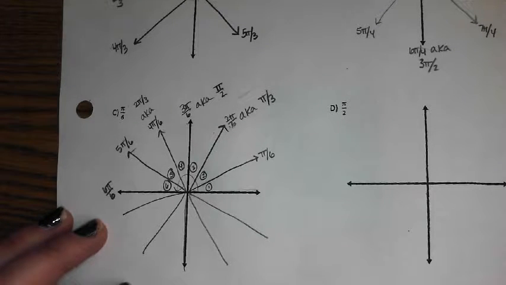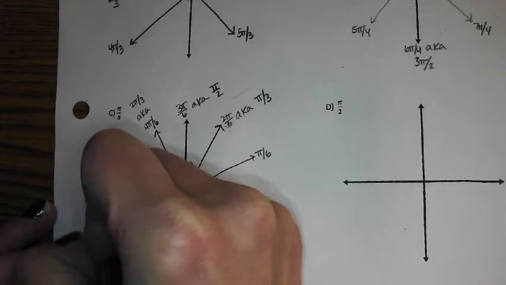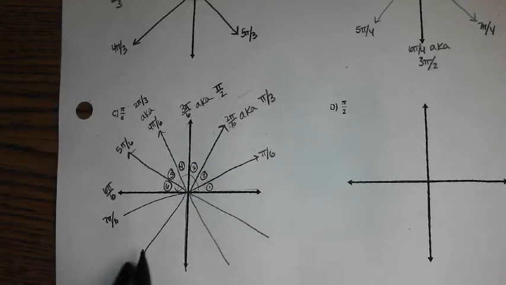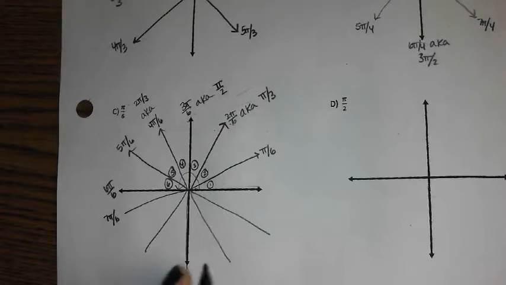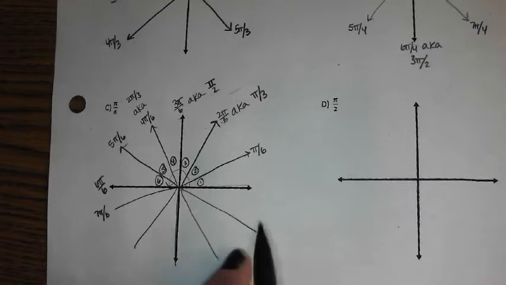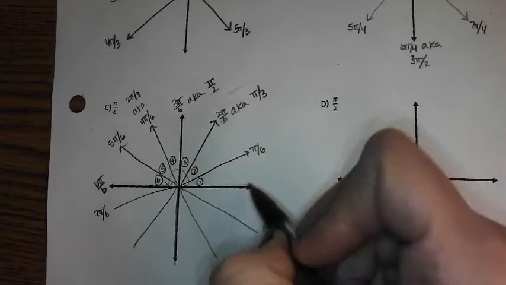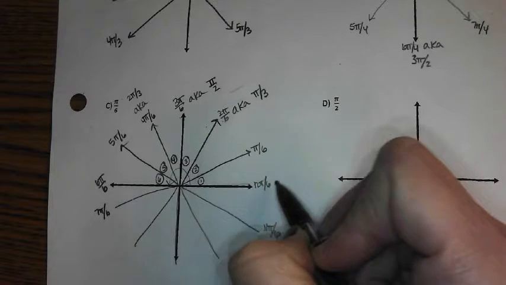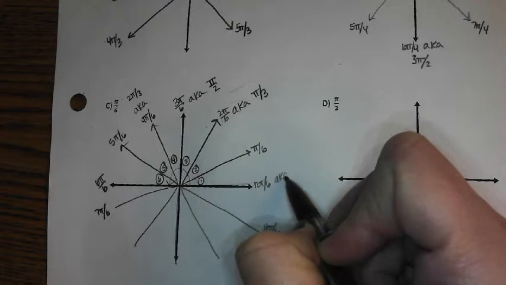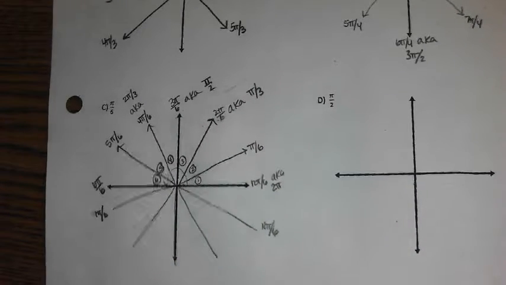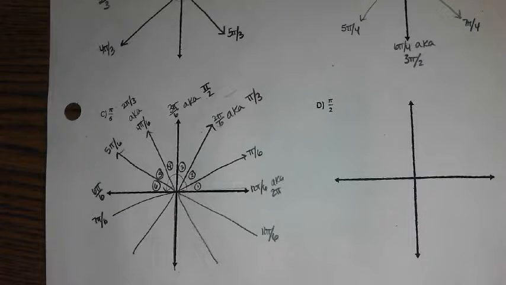A lot of those reduce. 7 pi over 6 does not reduce, but 8 pi over 6 will, 9 pi over 6 will, 10 pi over 6 will, 11 pi over 6 will not. And then, of course, 12 pi over 6, aka 2 pi. I'm trying not to use slash because I don't want this slash to be confused with the slash from 12 pi over 6.